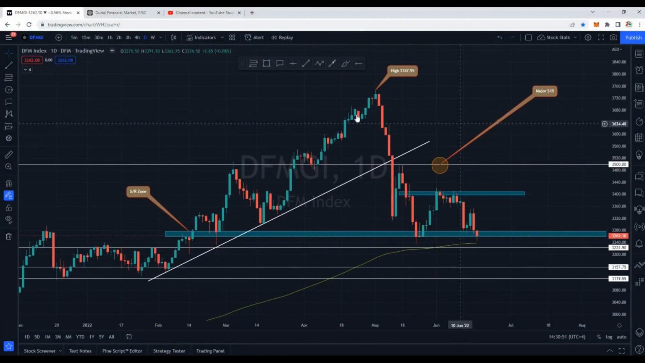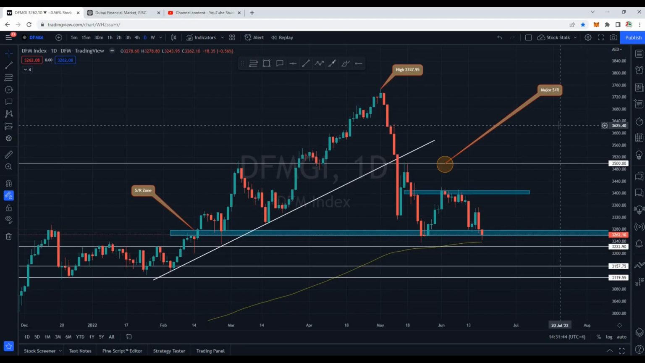Let's start from the market index. This is the daily chart of Dubai Financial Market Index. Now, just to give you a brief idea about the index, it's a summary of the market, meaning we can have an idea how overall market is performing. So let's start from the beginning. Right from this level, that is somewhere around 3,150, market started to take a bounce.